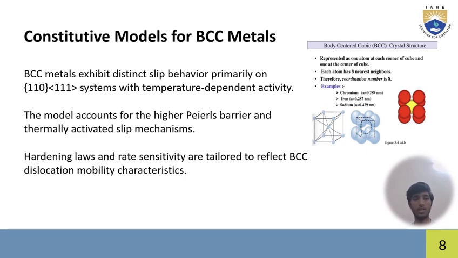BCC metals such as iron or tungsten have unique deformation behavior. They deform primarily on slip systems, but their slip activity is temperature dependent due to a high Peierls barrier, meaning dislocations need more energy to move. At higher temperatures, deformation becomes easier. The constitutive model includes thermally activated slip mechanisms and specific hardening laws to accurately represent BCC plasticity.